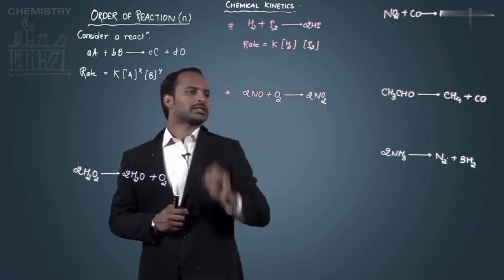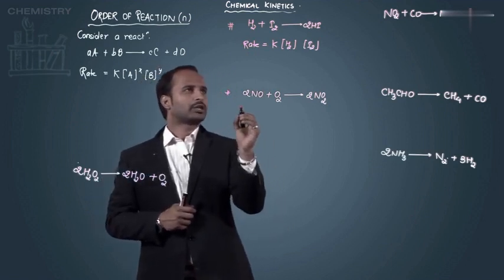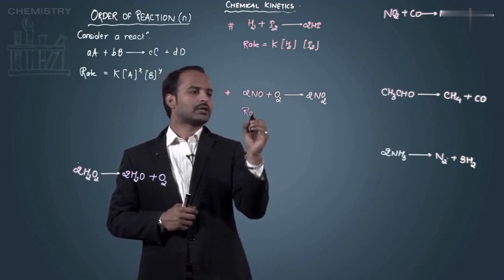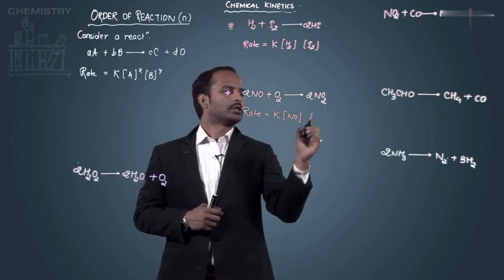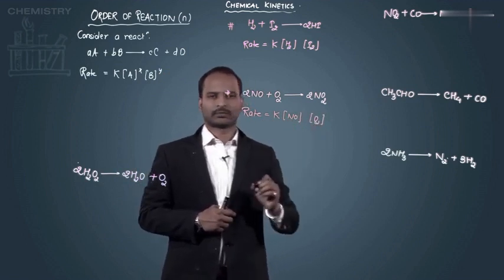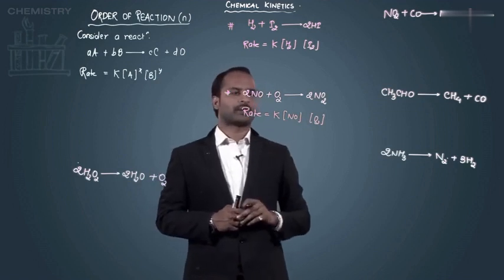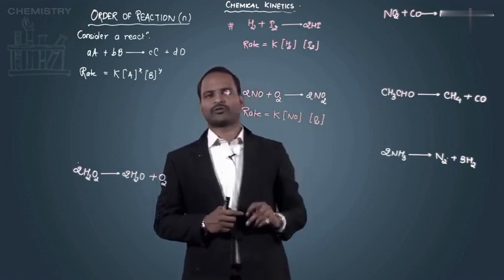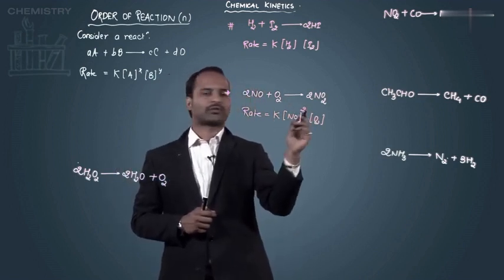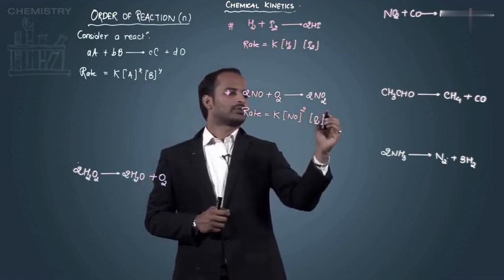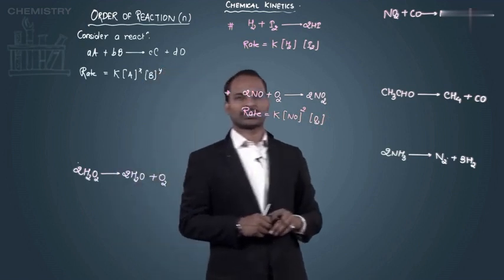For the second reaction, 2 moles of NO plus O2 gives 2 moles of NO2. To write the rate law, rate is equal to K into the molar concentration of NO into the molar concentration of O2. I can write only this much. Now the next is the power. Again I perform an experiment, and from the data I come to know that x is equal to 2, that is the power of NO is 2, and y is equal to 1, its power is 1. Again for this particular reaction, the power and coefficient are the same.